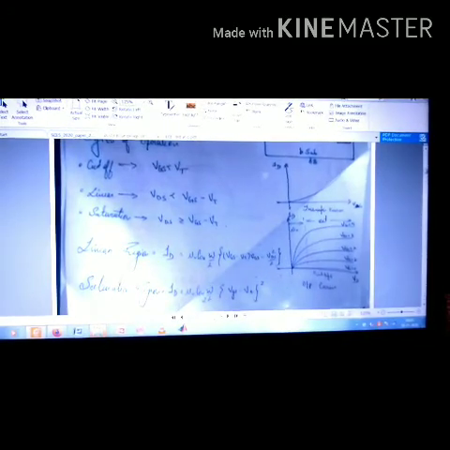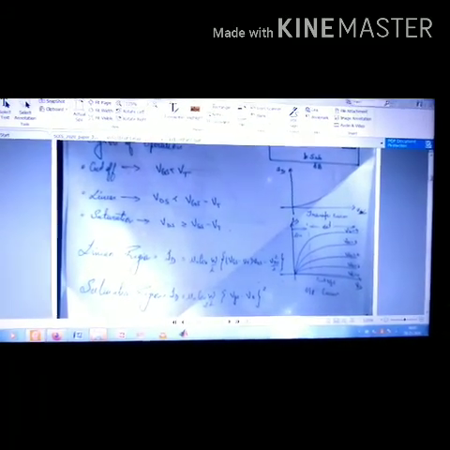In the next lecture we are going to see how to derive these equations.